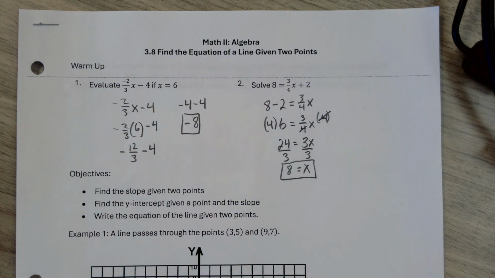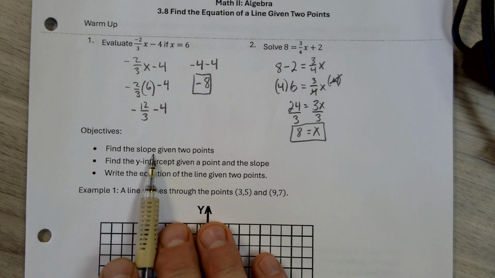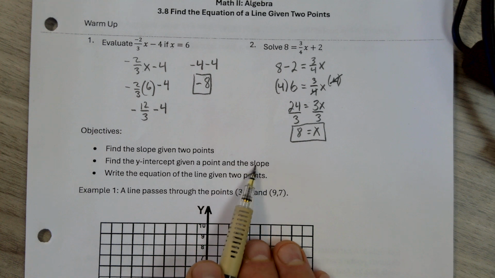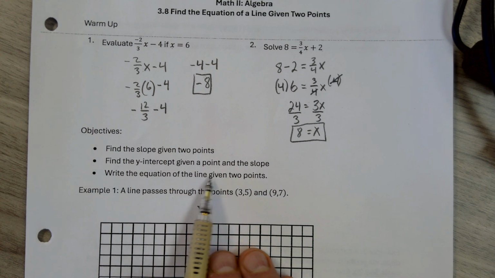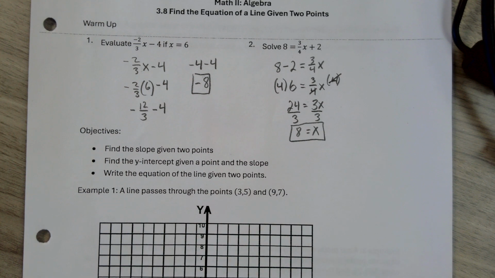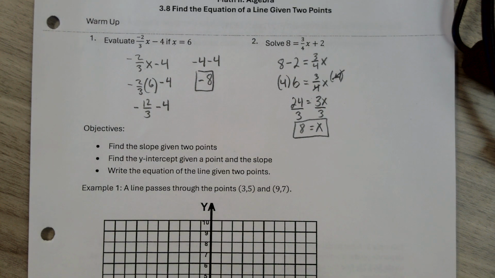All right, let's go ahead and get to the lesson then. We have 3 objectives. We're going to find the slope given 2 points. We're going to find the y-intercept given a point and a slope. And we're going to write the equation of the line given 2 points. Now in this first problem, we're going to do this by graphing. So I'm going to plot the points (3, 5) and (9, 7). So go ahead and do that.